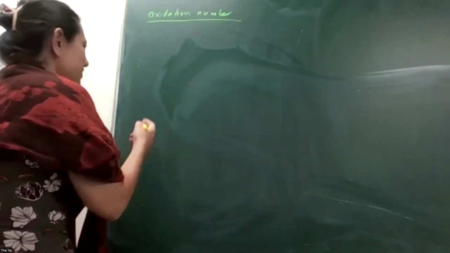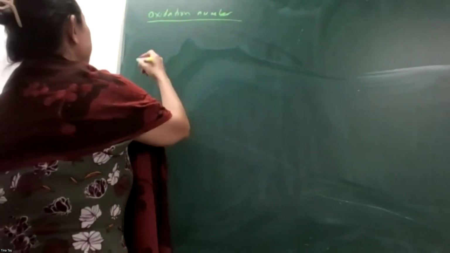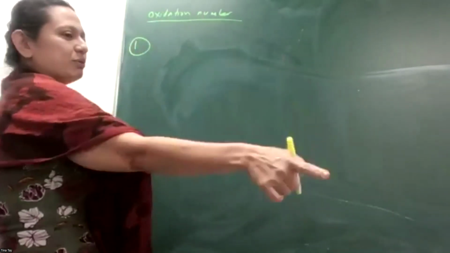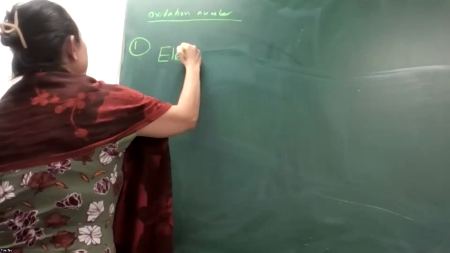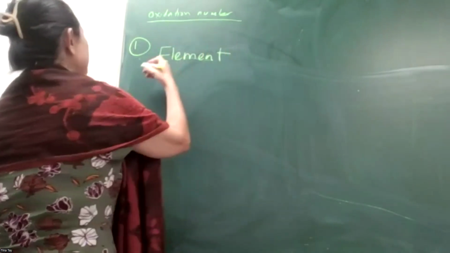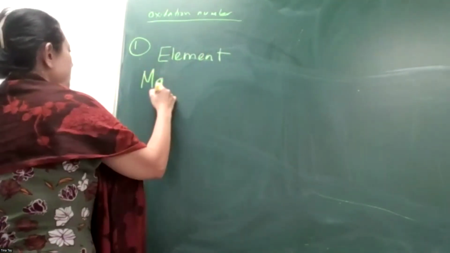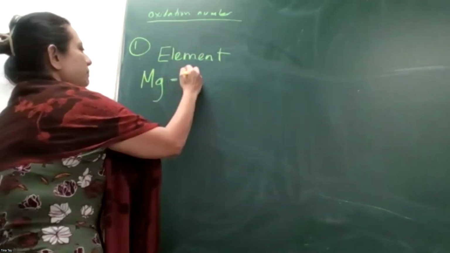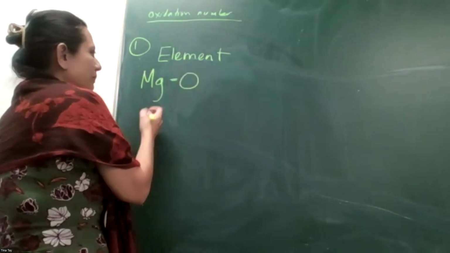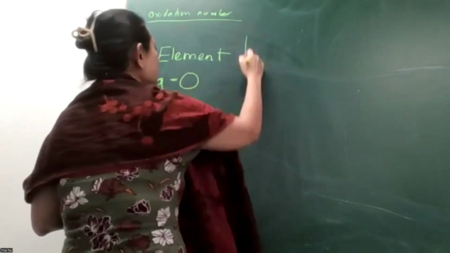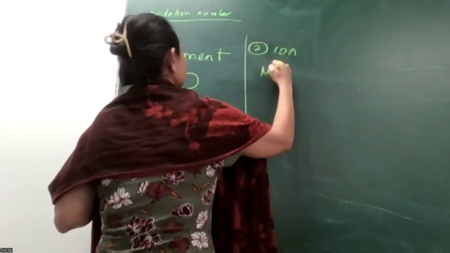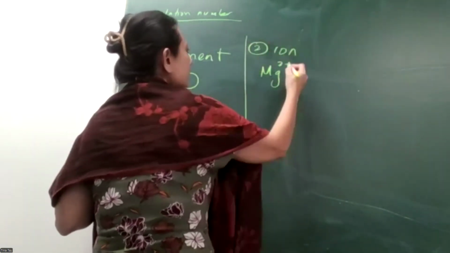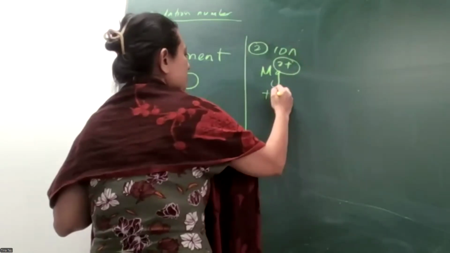So, oxidation number. The first rule that I give you in your notes is it's zero when it's an element. What does it mean by element? If they just write magnesium alone like that, the oxidation number of magnesium is zero. Now you must understand, element is not ion. For ion, magnesium ion, the oxidation number is positive 2.